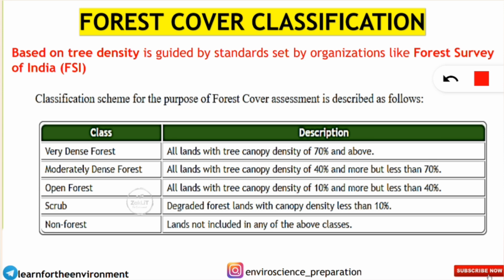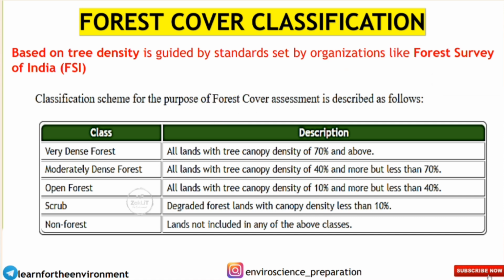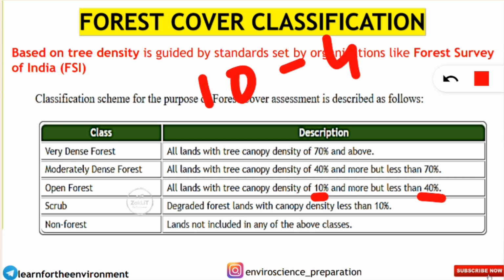Next is moderately dense forest. All land with tree canopy density of 40% and more, but less than 70%. So 40 to 70%, if the tree canopy is covering any forest, it will be called moderately dense forest. Similarly, open forest: all lands with tree canopy density of 10 to 40%. That is the range, 10 to 40% tree canopy density, it is open forest.